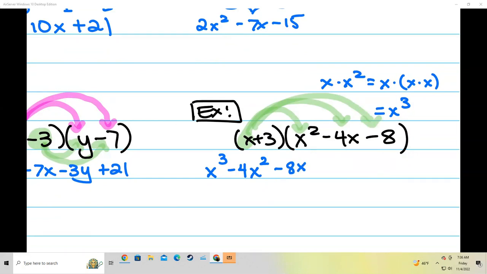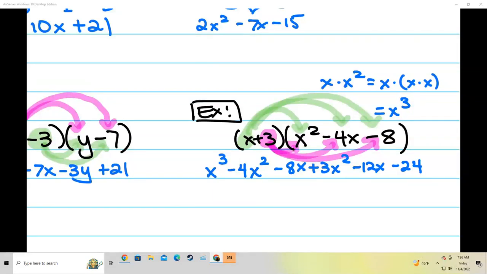Now that I'm done distributing my x's, I'm going to go ahead and distribute my 3's. So I'm going to take my other colored highlighter. I'm going to take that 3 and I'm going to distribute it. 3 times x squared, that is 3x squared. 3 times negative 4x, that is a negative 12x. And then 3 times negative 8, that gives me a negative 24.